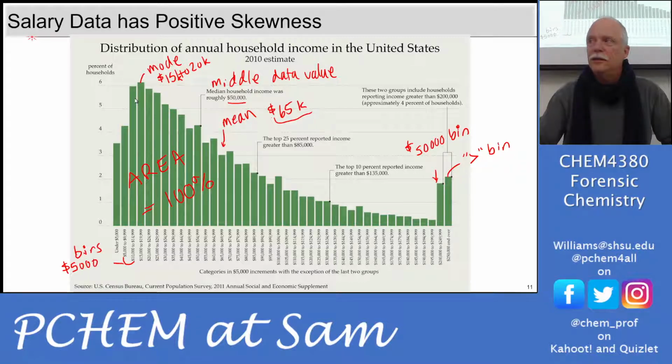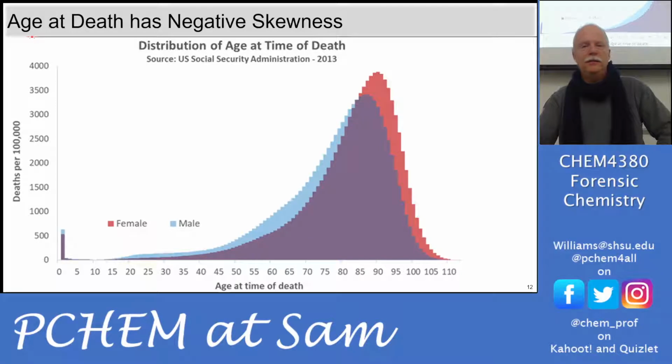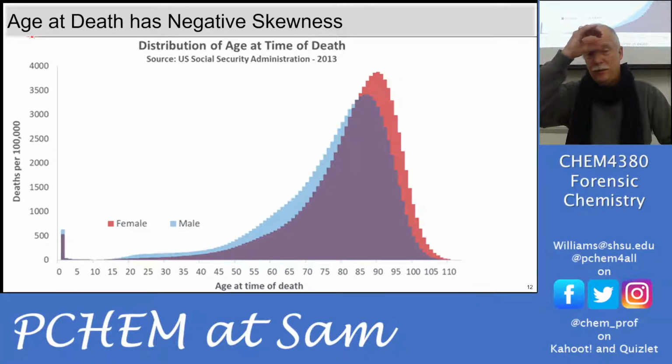Okay. Let's look at some lower skewed data, or skewed left data. So this is the age at time of death, so kind of lifespan data, right? This was from 2013 from the Social Security Administration, and they have it broken apart by male and female. So you can see that on average, females live a little longer than males. Okay. We also see that there's maybe multiple modes here, so this may be multimodal data.